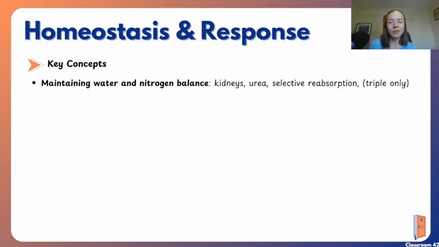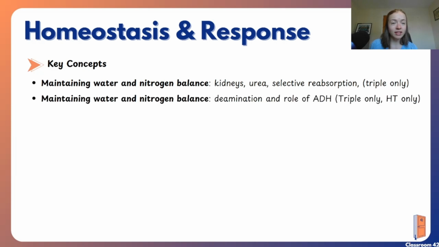And so this is a very long topic, which is why it's important just to quickly overview what's in each topic. So the second part of B5, it starts with, for triple students at least, the maintenance of water and nitrogen balance in the body. So that would be the role of kidneys, urea and selective reabsorption. And then also linked to that would be deamination, which is linked to urea above, and the role of ADH. But those 2 bits there are only for the people doing the higher tier paper.